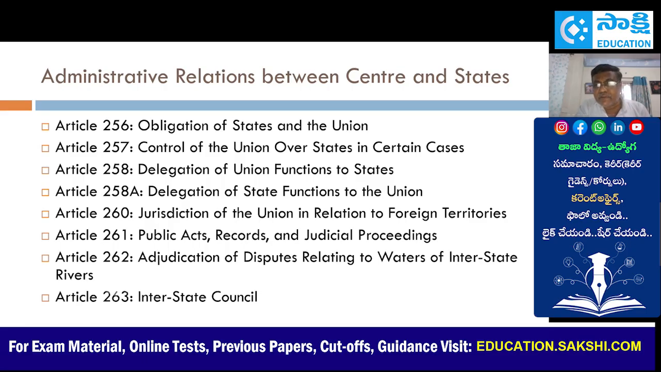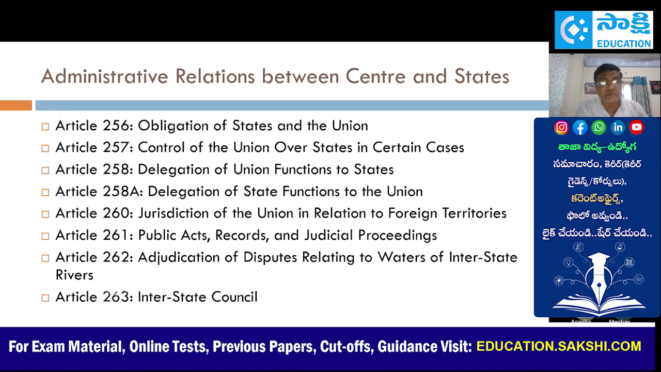Next, Article 258 deals with delegation of union functions to state. For example, Article 258 empowers the President of India to delegate executive functions of the union to state governments or their officers. So union government executive powers will be delegated to state government by the President according to Article 258. Next, Article 258A, delegation of state functions to union. Before that, I mentioned Article 258, delegating the executive functions of union to states, but Article 258A deals with delegation of state functions to union.